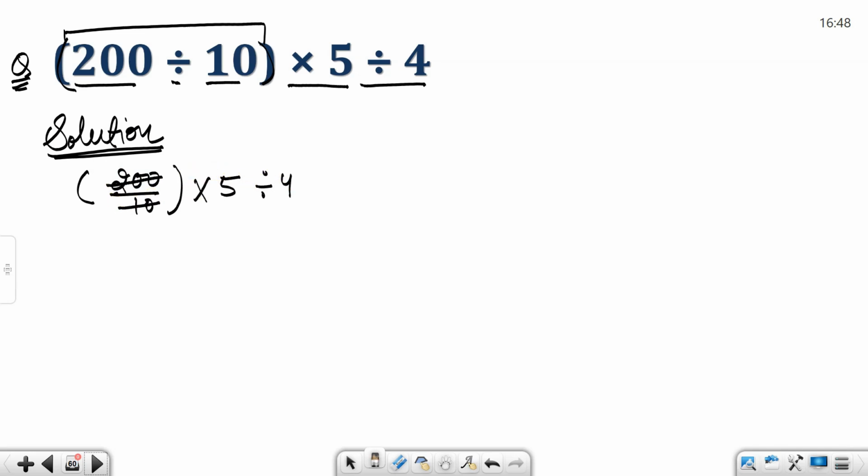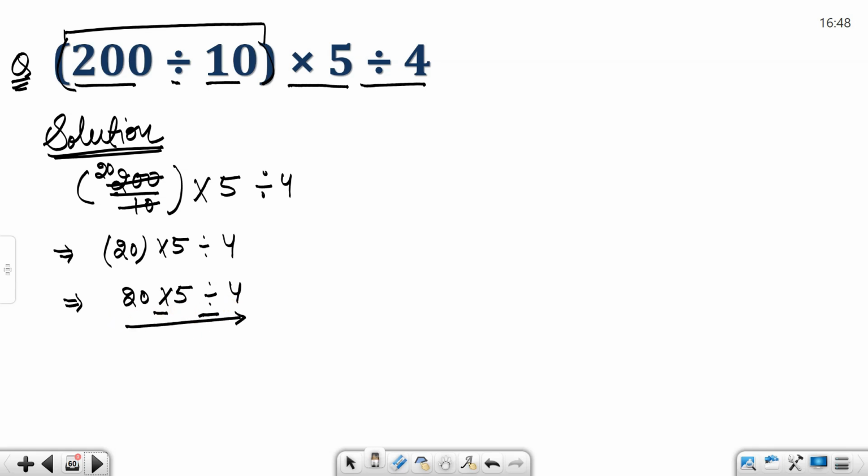Now, 200 divided by 10 is 20. Now, let's solve further. 20 multiplied by 5, divided by 4. We know that multiplication and division have the same priority, so when checking from left to right, we give priority to whichever comes first. Here, multiplication comes first, so we'll give it the first priority, then division, and proceed accordingly.